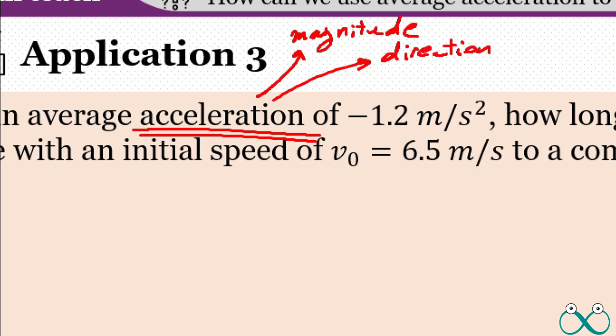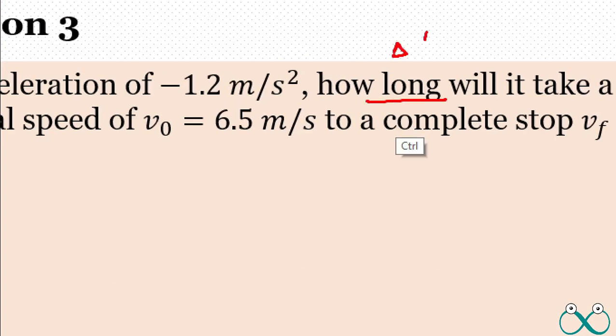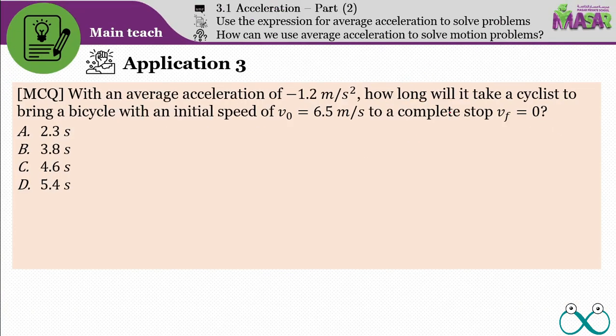Now the sign will represent the direction, and the numerical value with the unit will represent the magnitude. Now, how long will it take a cyclist? So one more time, how long means the delta T, we are looking for delta T, to bring a bicycle with an initial speed V0, 6.5 meter per second, to a complete stop, V final equal 0.